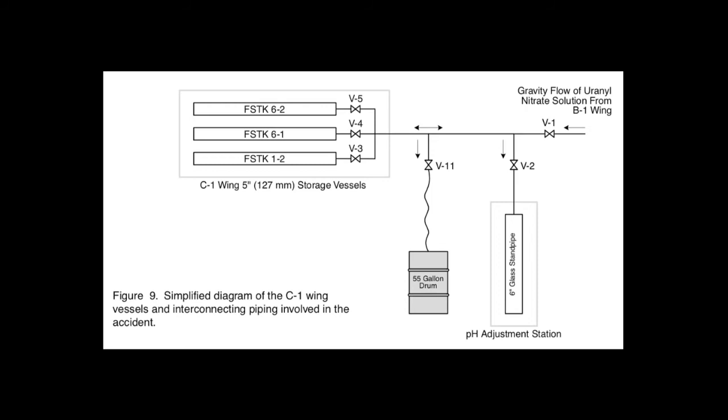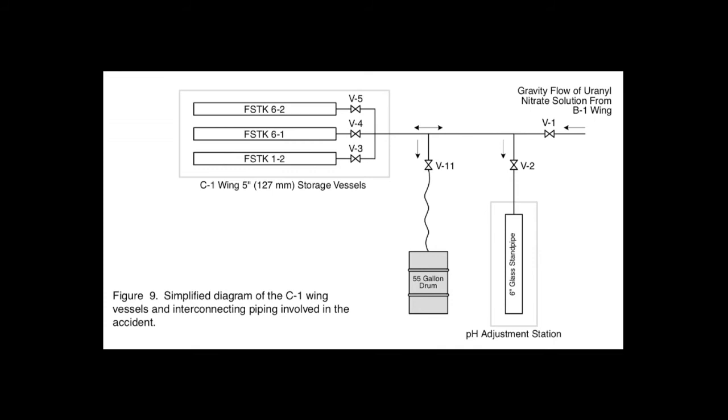Accounts differ on whether the supervisor actually informed the next supervisor, but we do know for sure that the leaks were not recorded in the operations logbook. At 8 a.m., the new supervisor began operations to leak check the FSTK vessels 6-1, 6-2, and 1-2, which all had been cleaned during the previous week. This leak check simply involved filling the vessels with water and then draining that water into the 55-gallon drum.